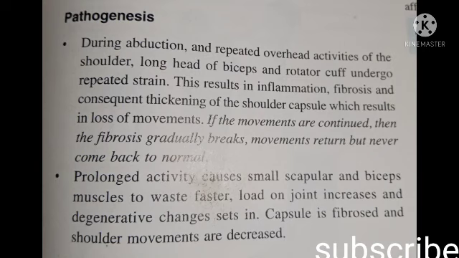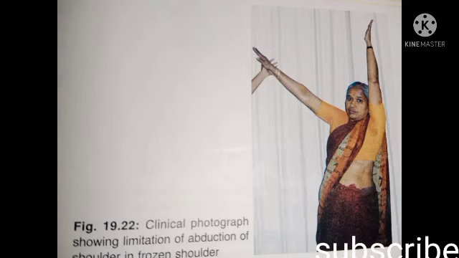Prolonged activity causes the small scapular and biceps muscles to waste faster, load on the joint increases and degenerative changes set in. The capsule is fibrosed and shoulder movements are decreased. Stage 1 – Stage of pain.